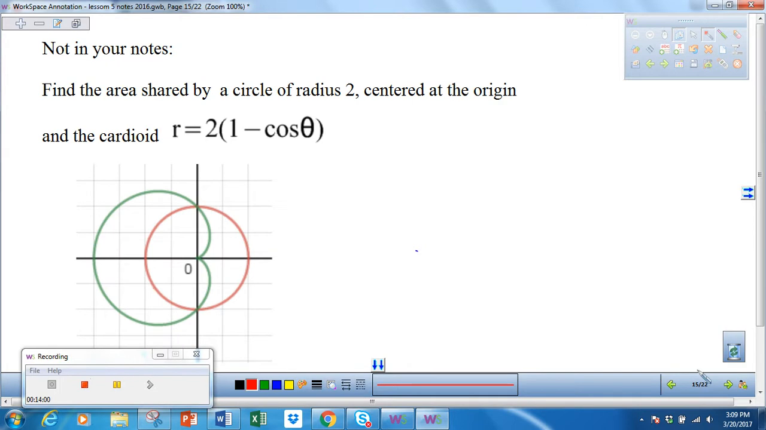Now this is actually on the last page of your notes in the quiz review. I think it's probably number 16. But I wanted to do another one where it was shared by an area. Okay? I didn't tell you the equation for this, but it's a circle centered at the origin with a radius of 2. So the equation for this would be r equals 2. And that's what we have here. That's the red circle. So we set those two equal to each other. We divide both sides by 2, and we get 1 minus cosine theta is equal to 0. So we get cosine theta is equal to 1, and cosine theta is equal to 1 at pi over 2.